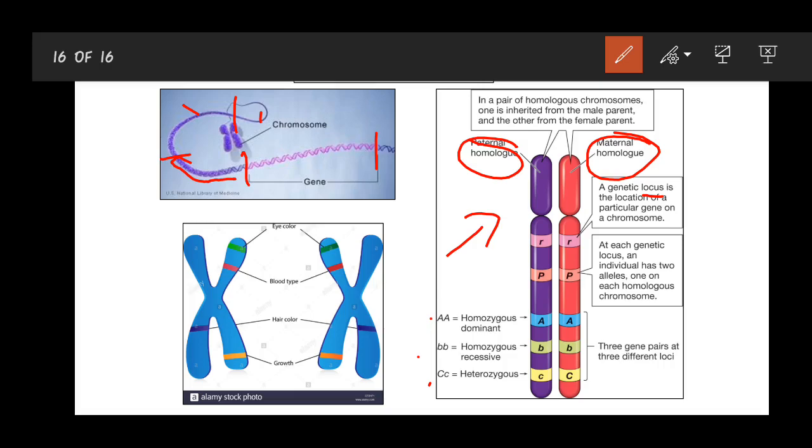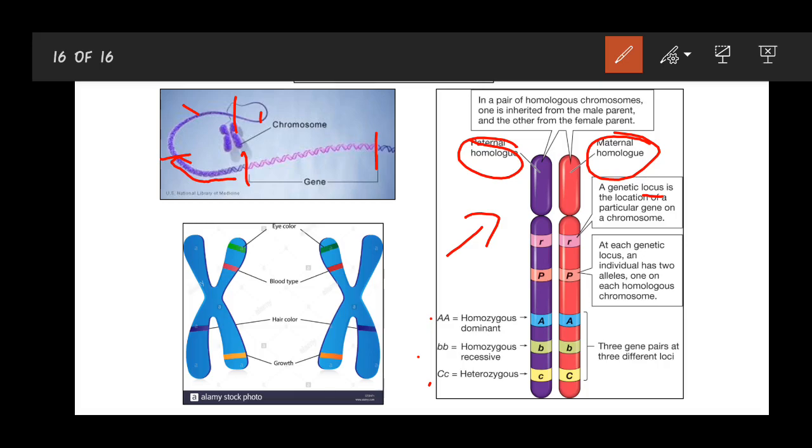So they will have the same genes in them, they will have the same gene order, etc., but they are of different origin. One is paternal and the other one is maternal. That means one you get from the egg, the other you get from the sperm. That is maternal and paternal homolog.